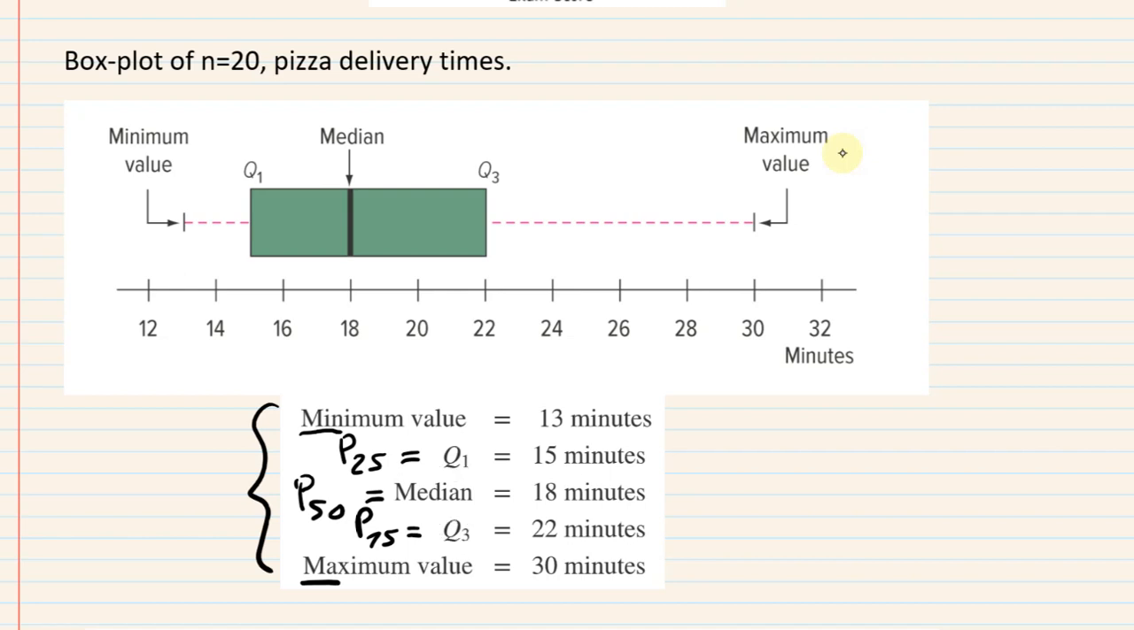So those are the known values, and that's what these are. Q1 is 15. The median is 18, Q3 is 22, and the maximum was 30 minutes for the delivery. The minimum delivery time in this sample of 20 delivery times was 13. See those five numbers we have? Then the box is drawn accordingly. Again, the software does it for us, so don't worry about doing this by hand.